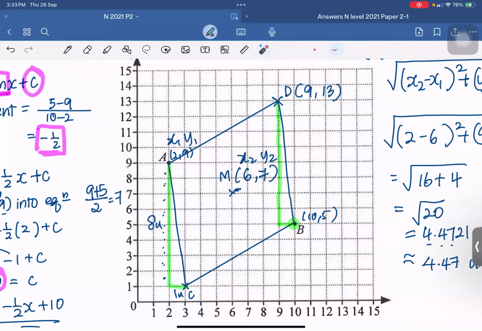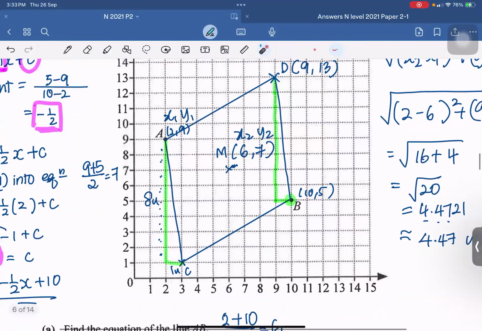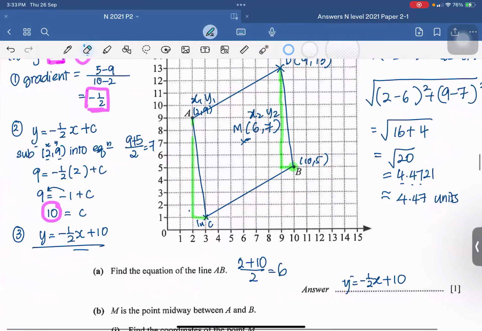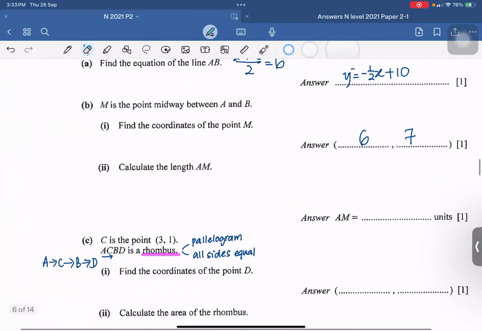Okay, I repeat again to count the diagonals. Diagonals very difficult to measure, so I try to find a triangle, horizontal and vertical units. So in this case, this one is 1 to the left, 8 units up. So from B, I count 1 to the left, 8 units up all the way. Is that okay? So we have this. Then up next, okay, next question. So I now know my point D already. That one is 9, 13.